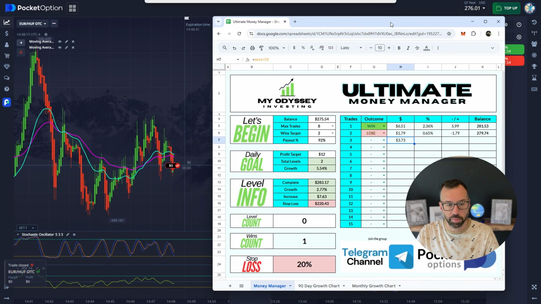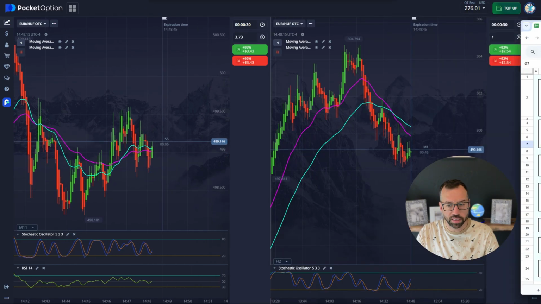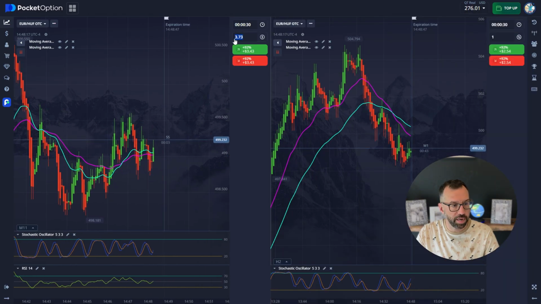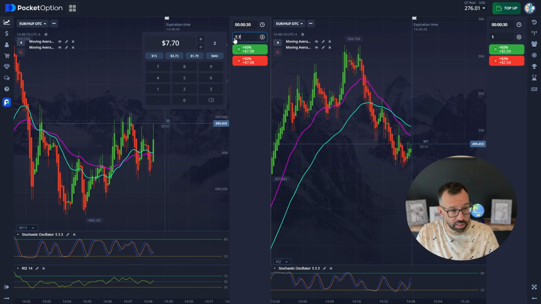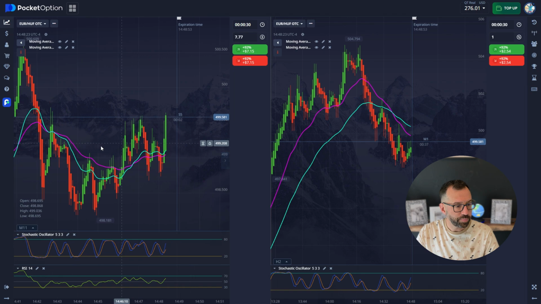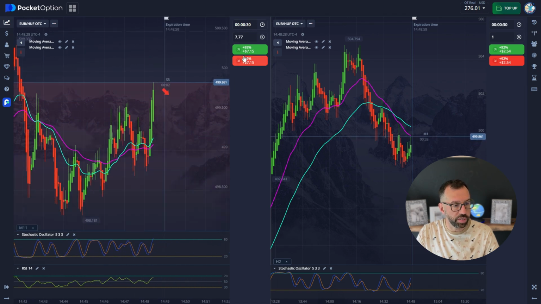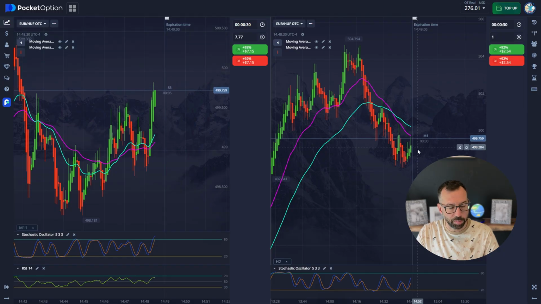So what do we do when we have losses? Well, we come over to the Ultimate Money Manager, we hit lose. We have $7.77 as our next trade amount. We may have gotten into this trade a little bit too soon, but it looks like it is wanting to do exactly what we thought it was going to do and make its way back up.